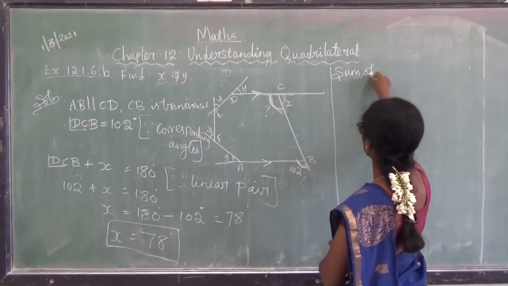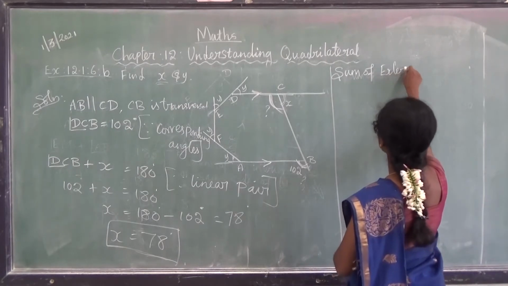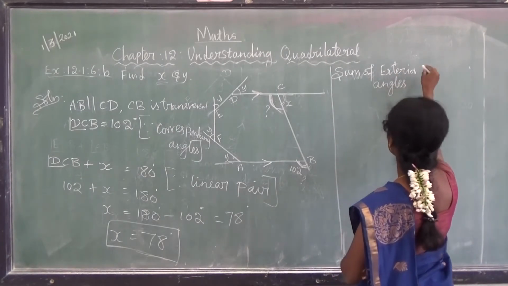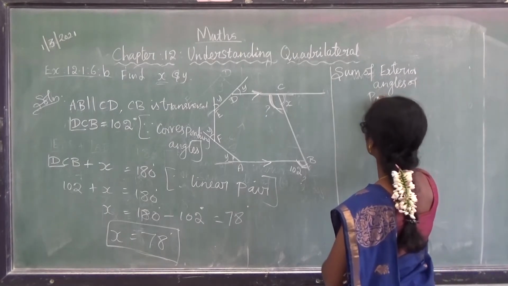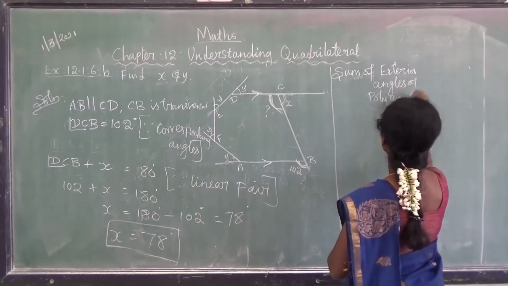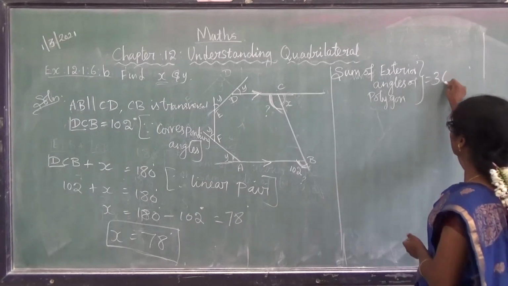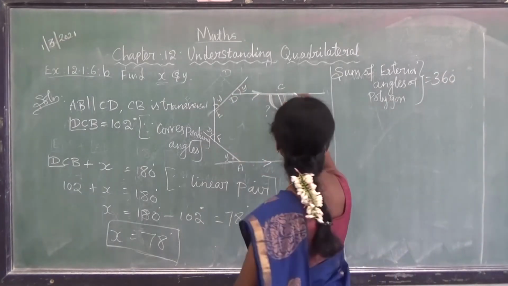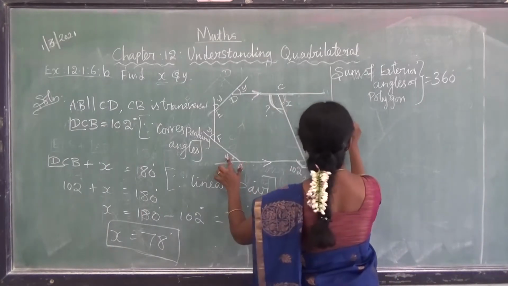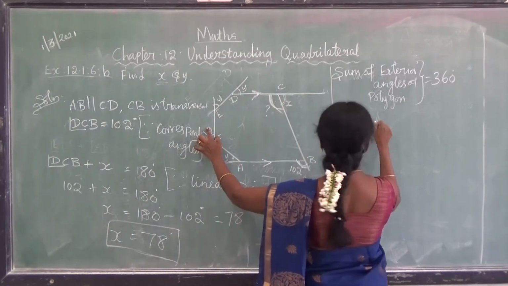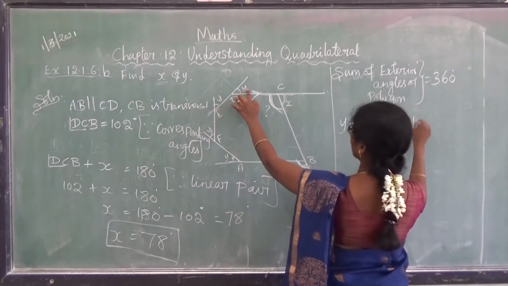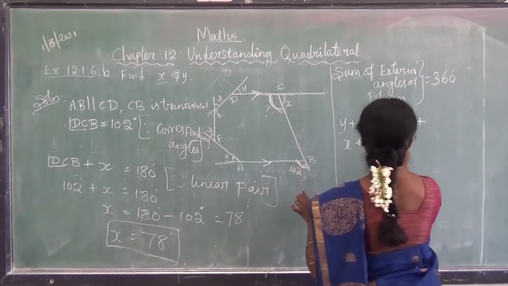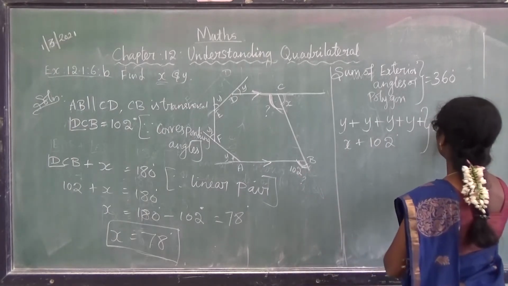By using the property of the sum of exterior angles. The sum of exterior angles of any polygon is equal to 360 degrees. We already studied this property. So what are the exterior angles? It is y plus y plus y plus y plus x plus 102 degrees, which is equal to 360 degrees.